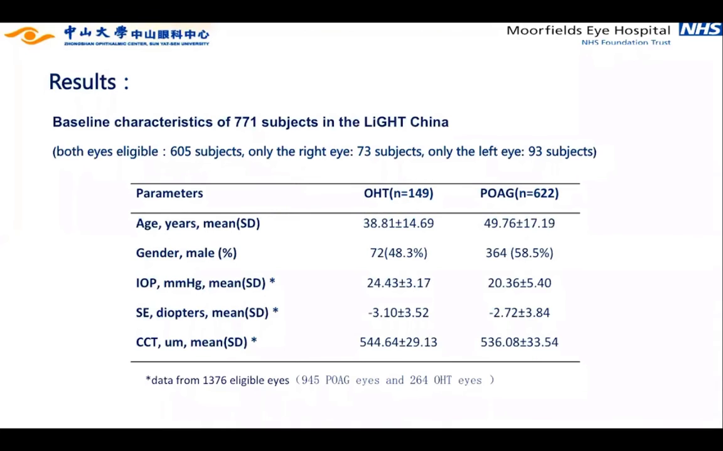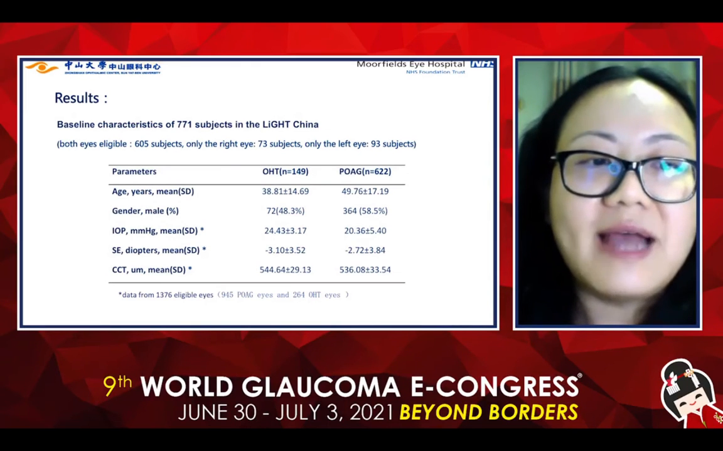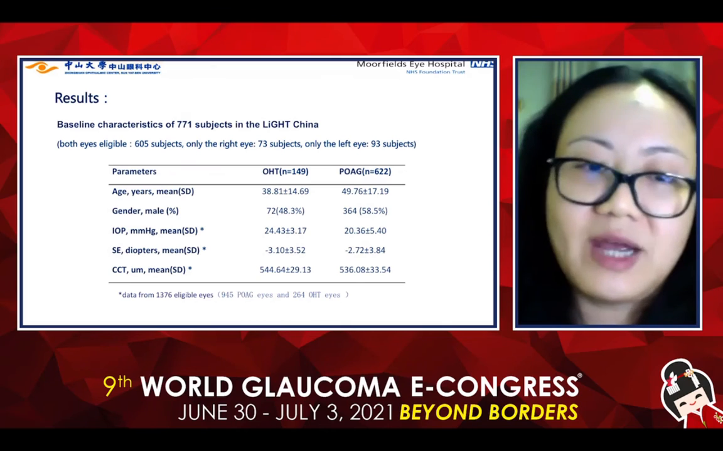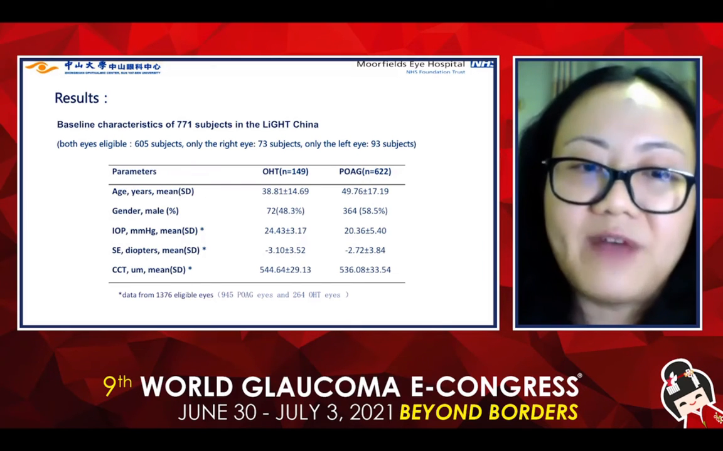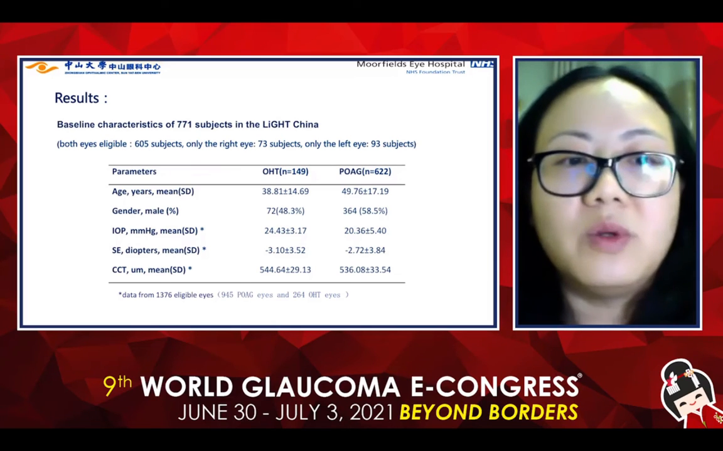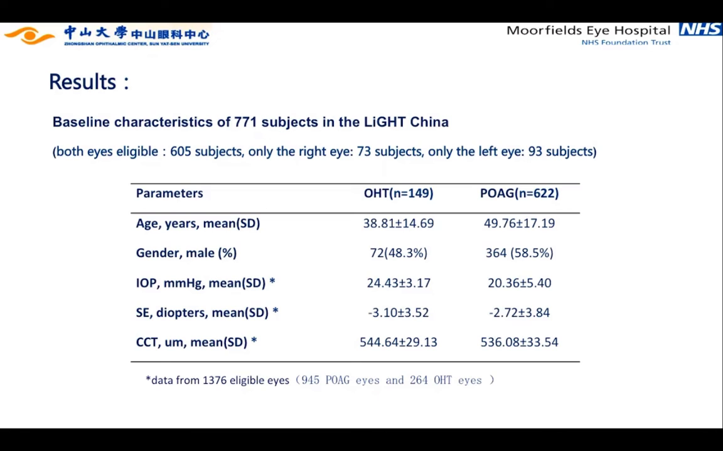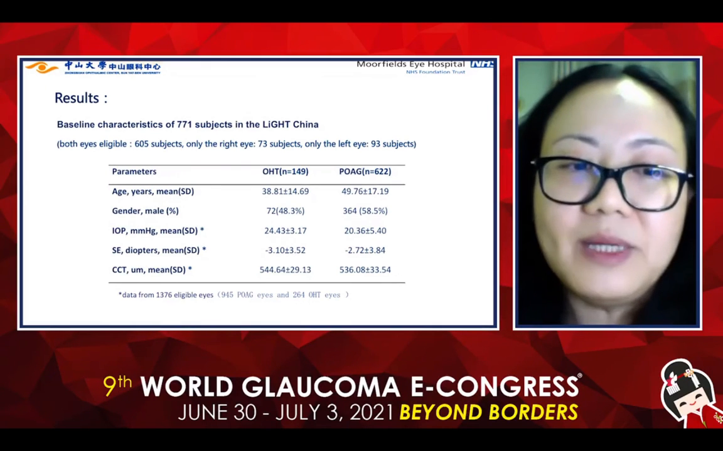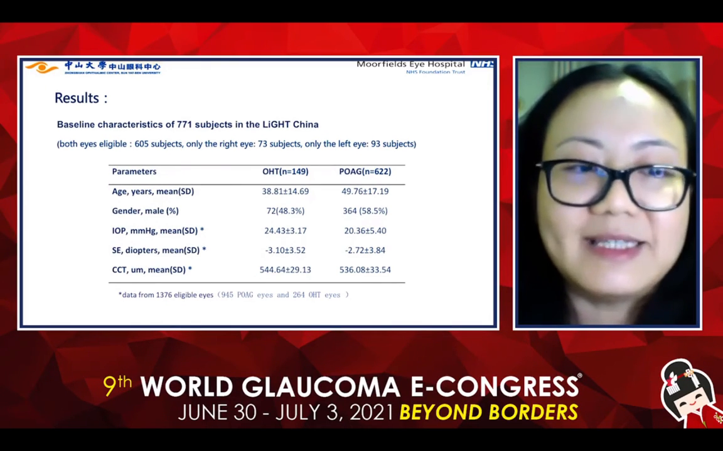Next, I will introduce the results of our study. This is the baseline characteristics of 771 subjects in the LiGHT China trial. 1,105 POAG eyes and 271 OHT eyes were enrolled in the trial. As shown in the chart, mean IOP was 20.23 for eyes diagnosed with OAG and 24.44 for OHT eyes. OHT eyes have higher IOP and thicker corneas than POAG eyes.